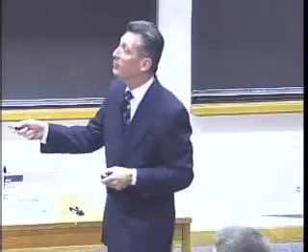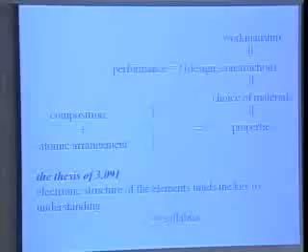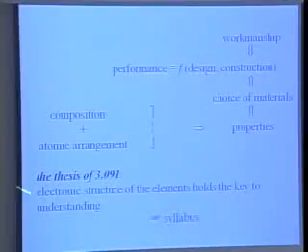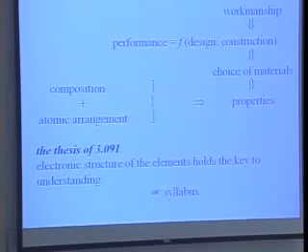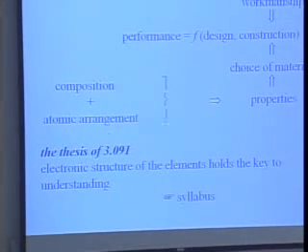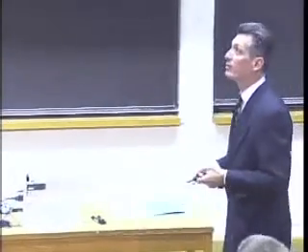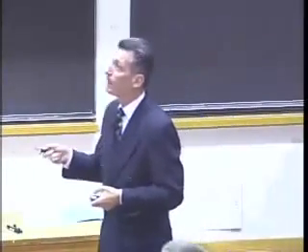The thesis of 3091, and this is where the chemistry comes in, is that electronic structure of the elements holds the key to the understanding. Not just the chemical bonding, but the long-range atomic order. So that's how we get to the syllabus. So here's the syllabus. 2 big blocks.